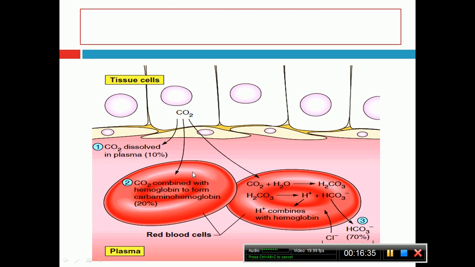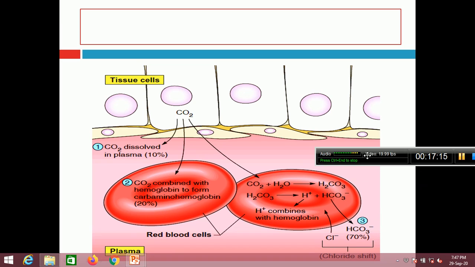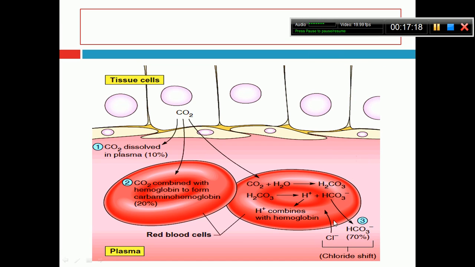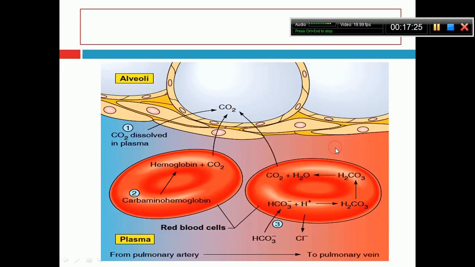Here you can see the whole reaction. These are the tissue cells, and the carbon dioxide is dissolved in plasma 10%, combined with hemoglobin to form carbamino hemoglobin 20%, while in this reaction carbon dioxide plus water gives carbonic acid. Carbonic acid dissociates into hydrogen ion and bicarbonate. The hydrogen ion will combine with hemoglobin, while bicarbonate will move out, and to take its place chloride will move in. This is called the chloride shift: the movement of bicarbonate outside and chloride inside.